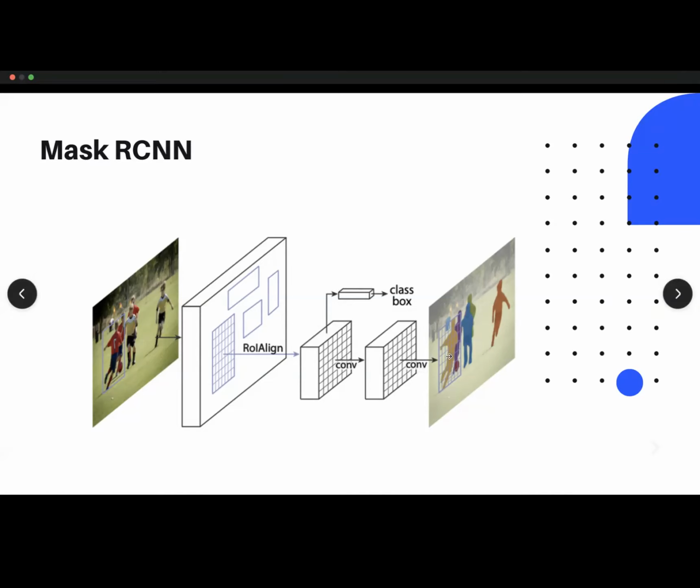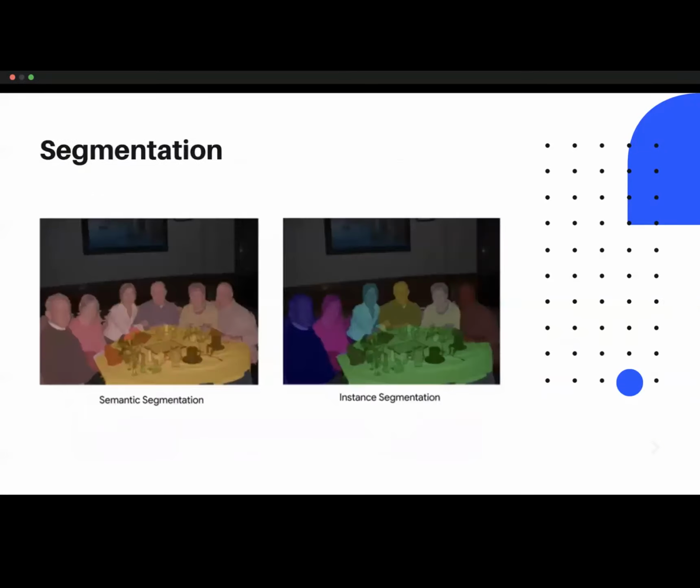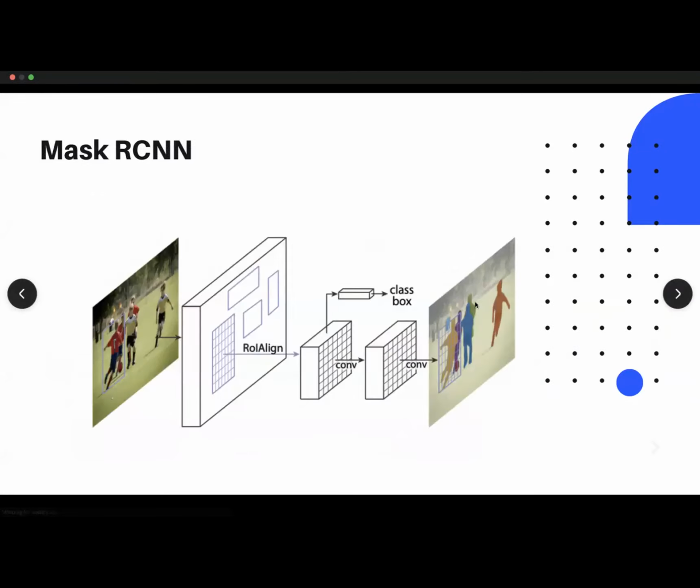That's it. So previously you would just detect the bounding box of the object. Now you have an extra decoder like this one that is added on top of Faster RCNN to give you the prediction mask. That's all. This is Mask RCNN. Mask RCNN is basically just Faster RCNN plus an extra decoder that predicts the mask.